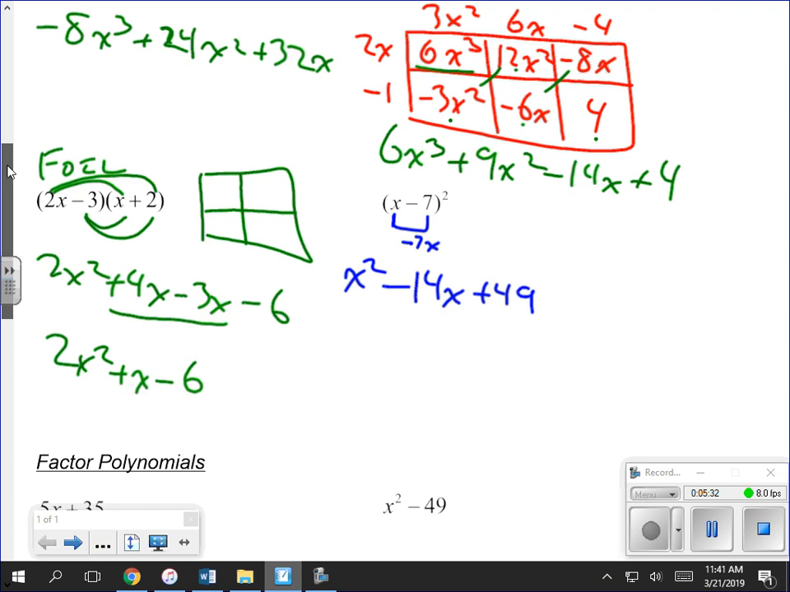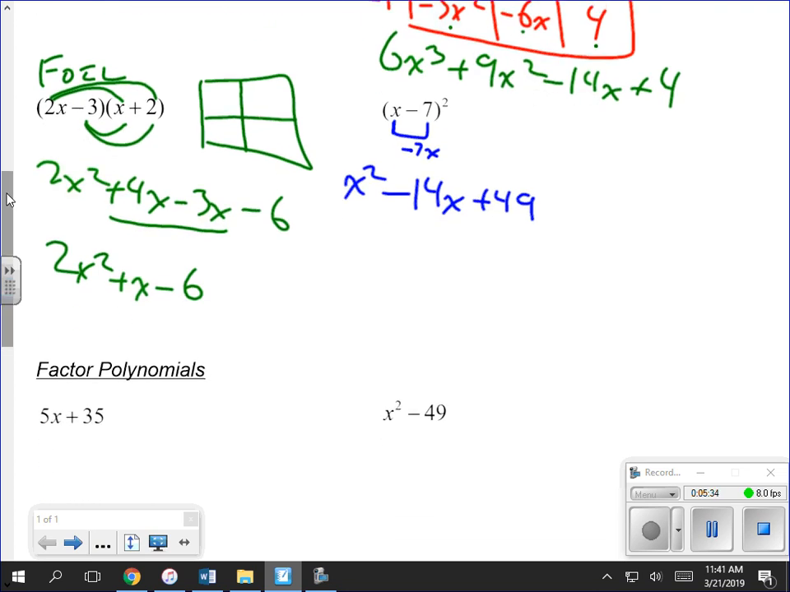I don't have to do it that way. I can say, oh, x minus 7 squared is x minus 7 times x minus 7, and then I can FOIL it like I just did in the previous problem, or I can go, oh, I'm going to set up a box, and let me do that a little bit larger here.